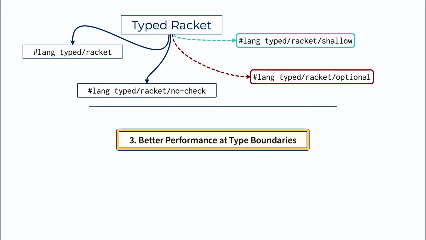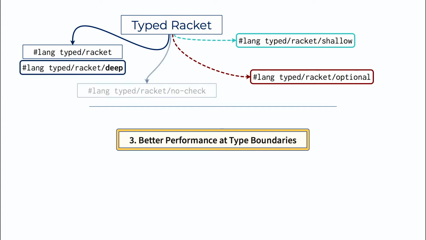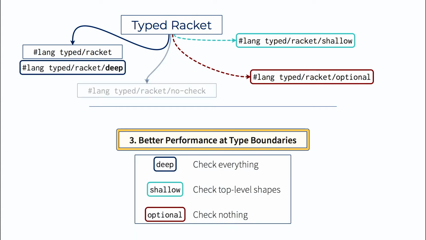And that's performance. They have different runtime behavior for these types. The quick three-line explanation of this is that when you're running in the normal typed Racket, you're going to check everything when things cross between the typed world and the untyped world. In shallow typed Racket, we'll check just top-level properties of values that go across. And in optional typed Racket, there's no runtime checks at all. It's static only. So that's the top level of what the differences are.